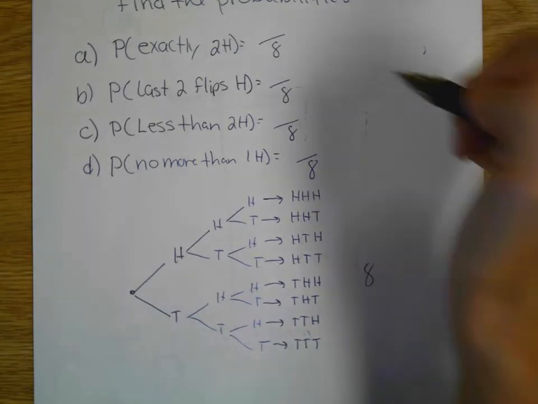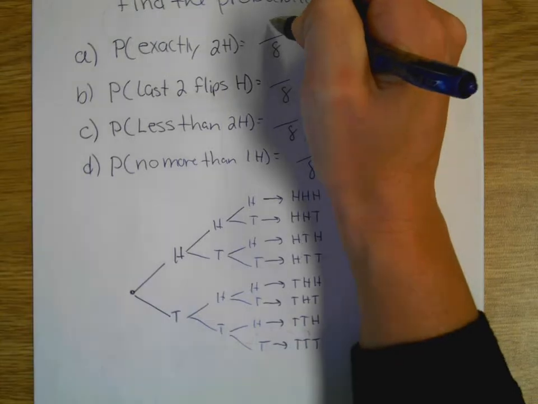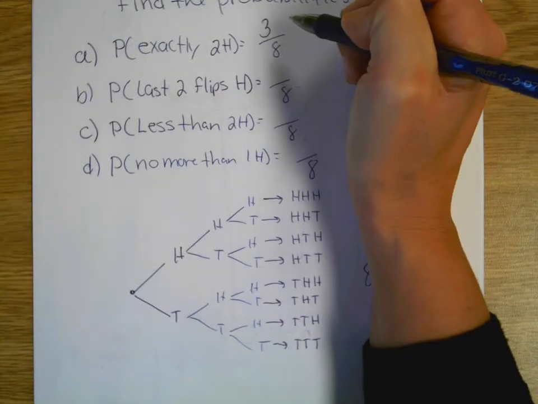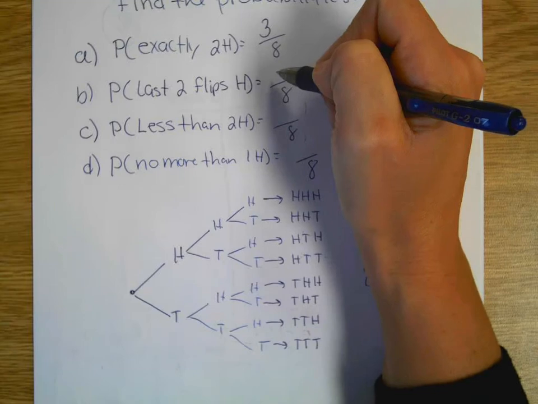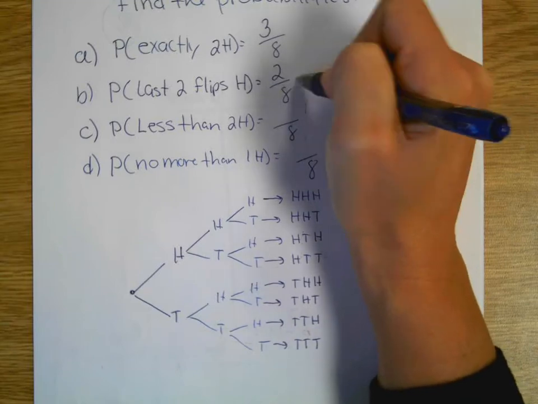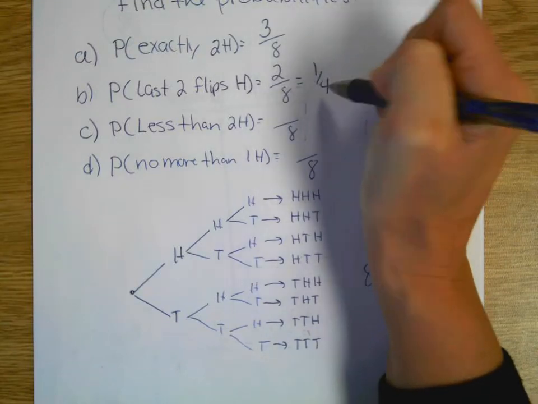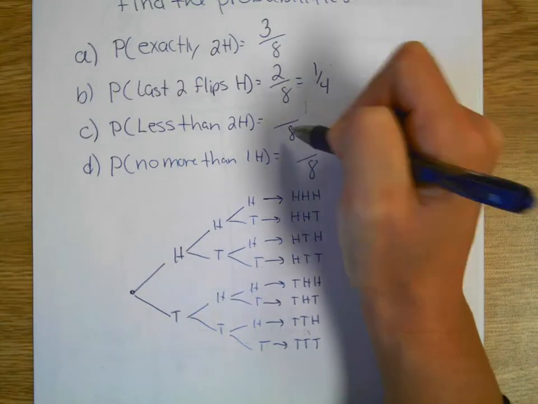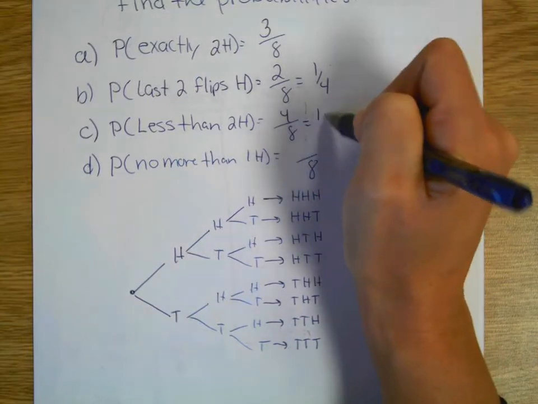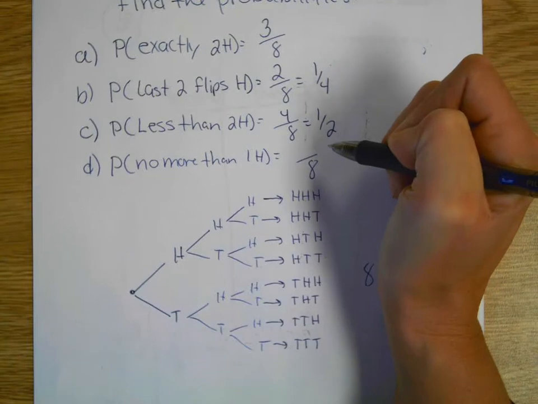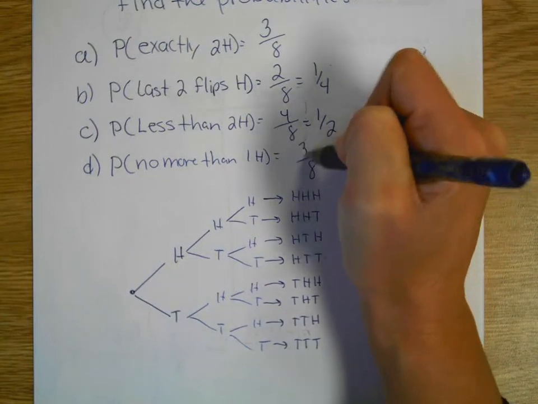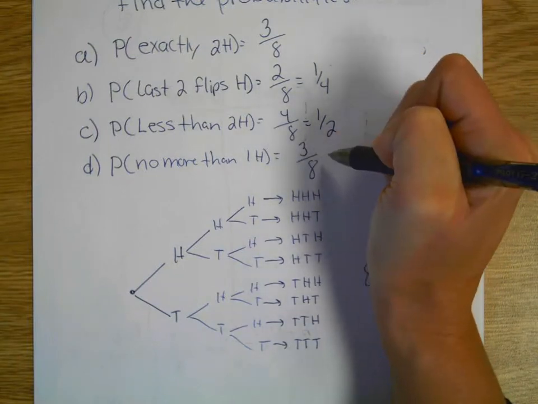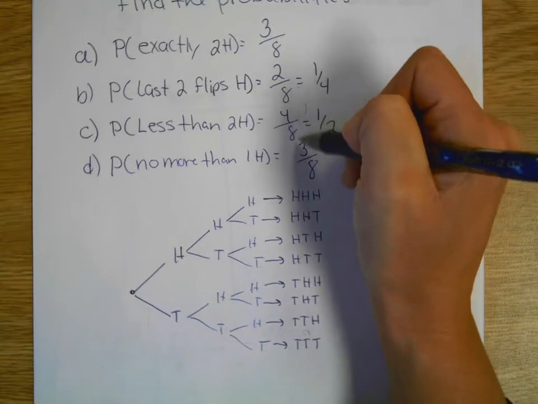Okay, what's the first one? 3 out of 8. Let me know if you disagree. The second one? 2 out of 8 reduces down to 1/4. Next? 4 out of 8 reduces down to a half. And the last? Last two are totally different?